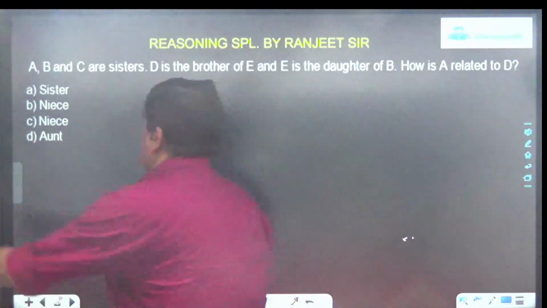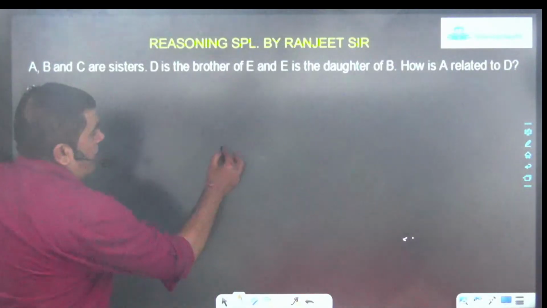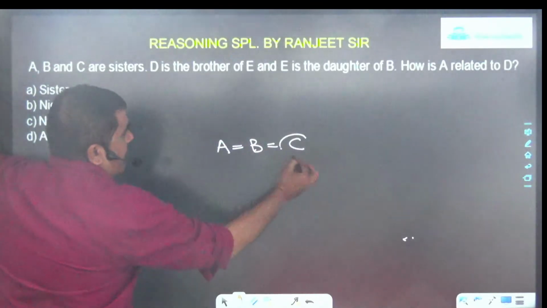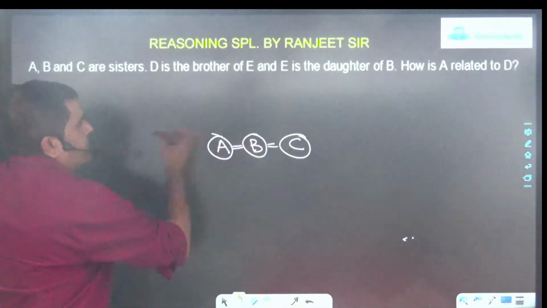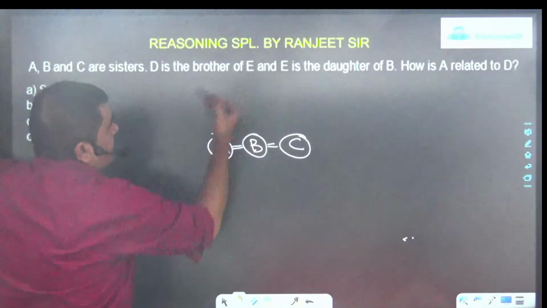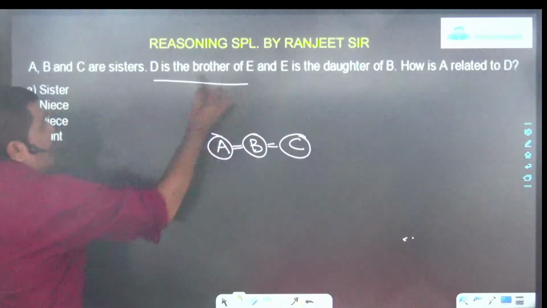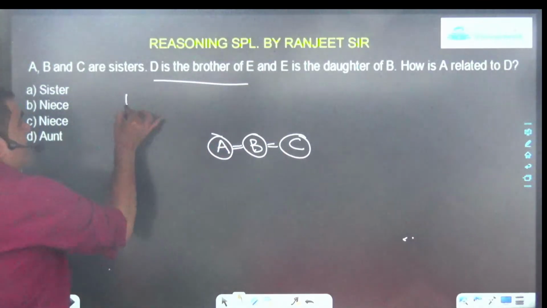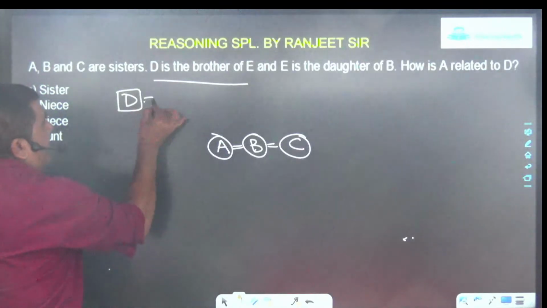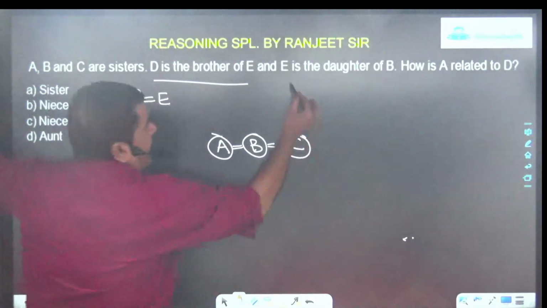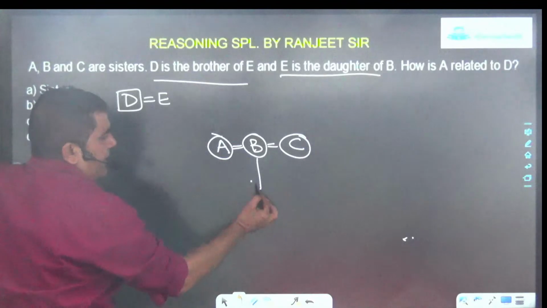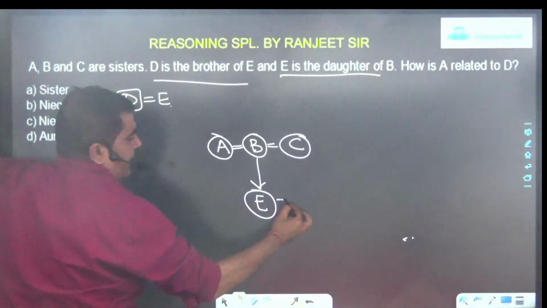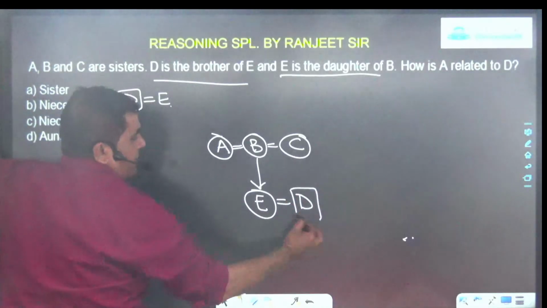Okay, first statement, A, B, C are sisters. Means what? All of them are sisters, means A, B and C. Next one, D is the brother of E. Just see, out of D and E, nobody has come in my family tree. So let's plot it somewhere else. So D is brother of E. Brother means male. Next one, E is the daughter of B. E is the daughter. And E adjacent will be D, and D is nothing but male.